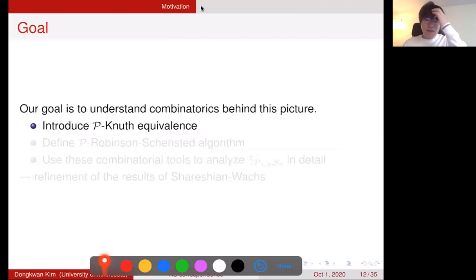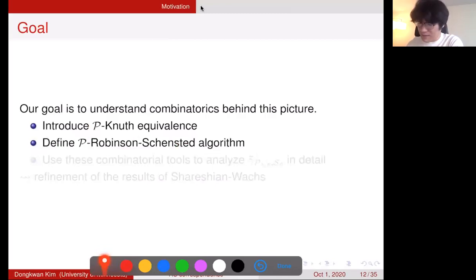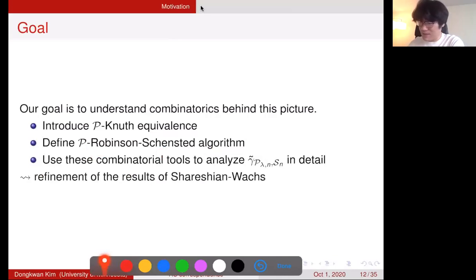Now, our goal is to understand the combinatorics behind the picture. So I want to introduce P-Knuth equivalence, which is the P version, and define the P Robinson-Schensted algorithm, which is also the P version, and use this combinatorial tool to analyze this function in detail. So we are not going to prove the Stanley-Stembridge conjecture, but still, we will do something to understand this in more detail.